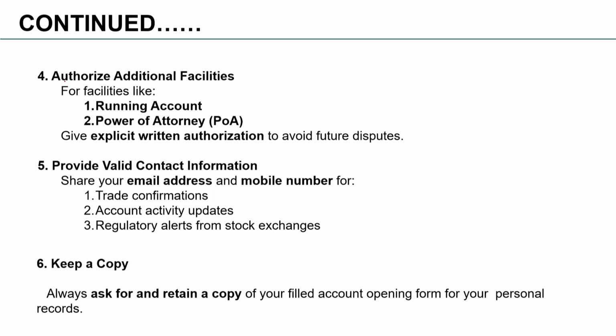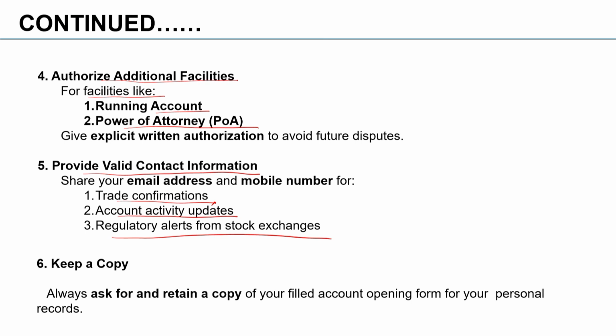Now you need to also authorize the additional facilities. So for facilities like running account and power of attorney, you need to give an explicit written authorization to avoid any kind of future disputes with the stockbroker with the help of whom you are going to invest your money into the market, as well as you also need to provide valid contact information so that all the trade confirmations, account activity updates, as well as regulatory alerts from the stock exchanges can be sent to you.